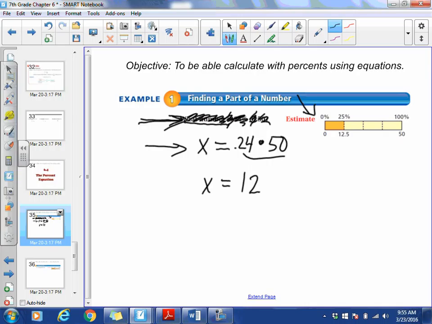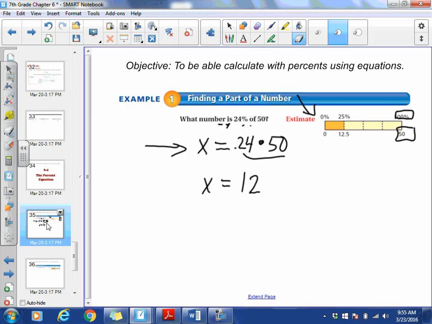Over here, they're just using that model to show that if we would estimate our answer, we would have an answer that's really close to what the estimate predicted. So if you have 100% of something, and we're talking 50, 100% of 50 is 50. 25% is really close to 24%. The problem asks for 24% of 50. 25% of 50 is 12.5. So is our answer a little bit less than 12.5? Yeah, as it should be. So our answer is 12. And remember, it didn't say what percent, it said just what number. So our answer should not have a percent sign behind it.